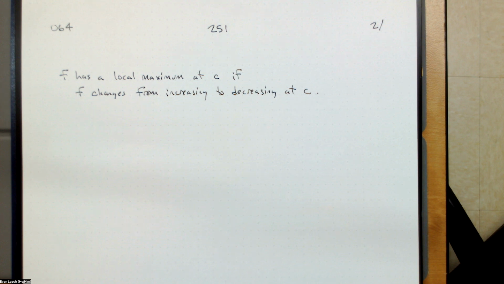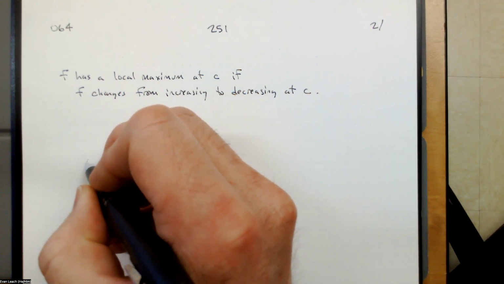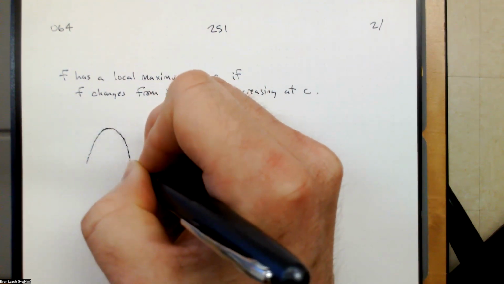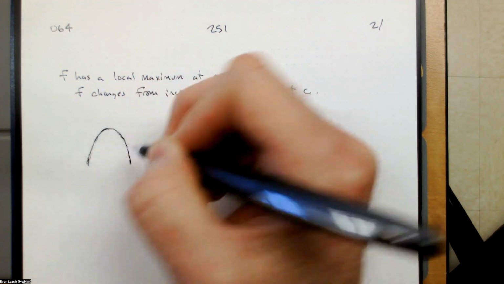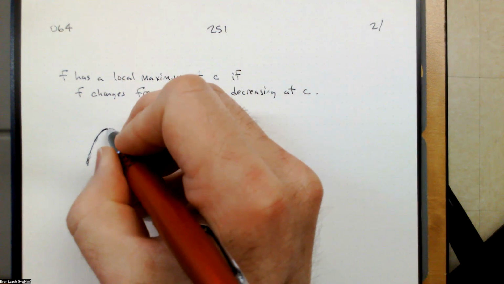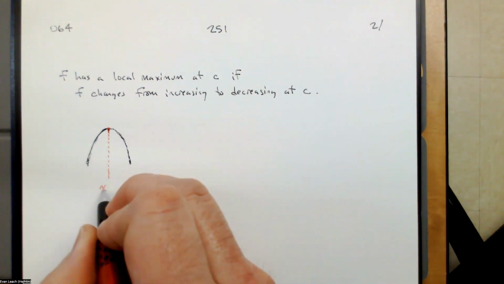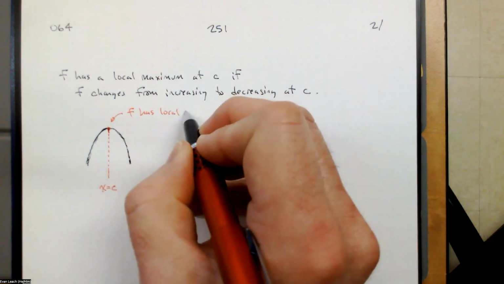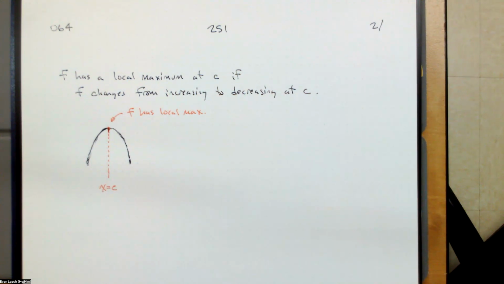F has a local maximum at C if F changes from increasing to decreasing at C. We say local maximum because it's the highest, it's a peak, but it's not necessarily the highest peak on the entire graph.